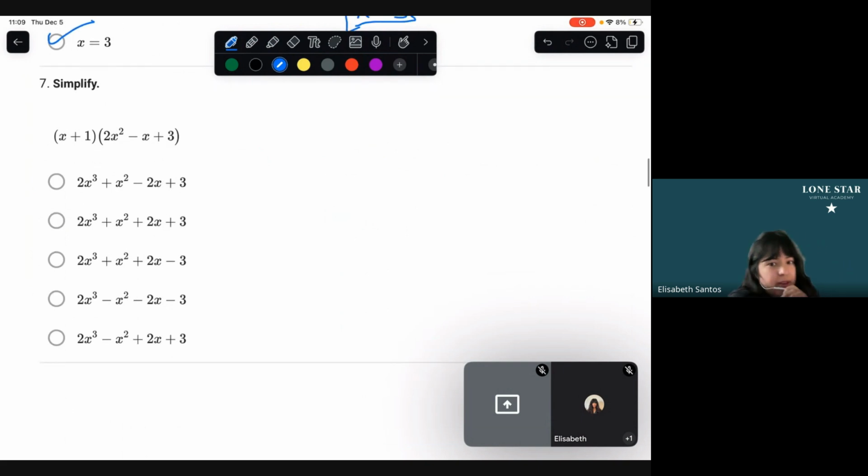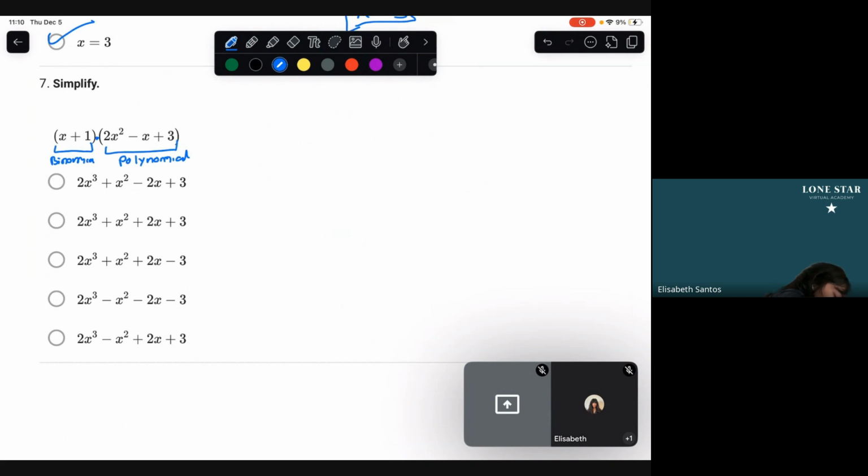Okay, number 7. Here we have two polynomials. Or we actually have a binomial. This is called a binomial. And this is a polynomial because it has more than 2 terms. And they're getting multiplied.